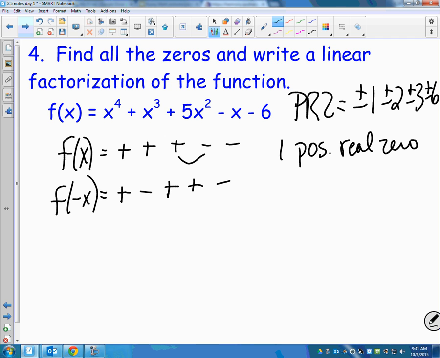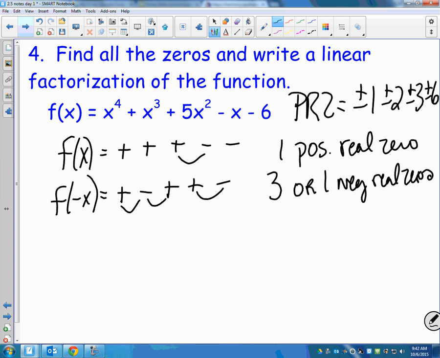So looking through there, it changes from positive to negative, negative back to positive, and positive to negative. So it changes 3 times. Go down by 2 until you can't anymore. So that means there's 3 or 1 negative real zeros.